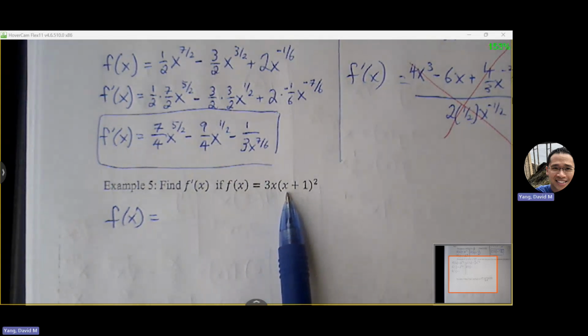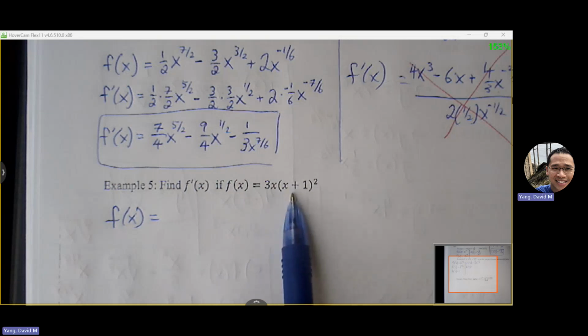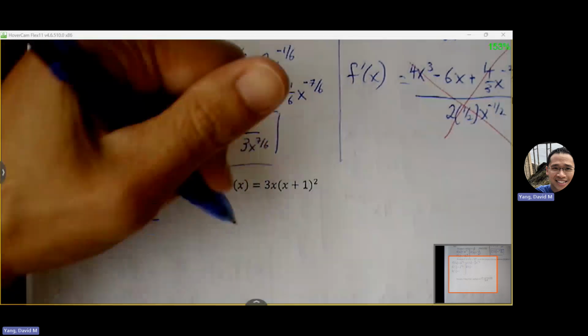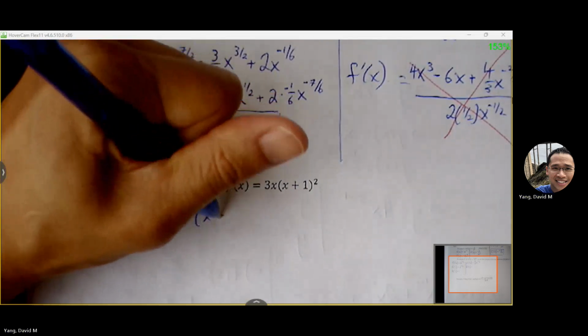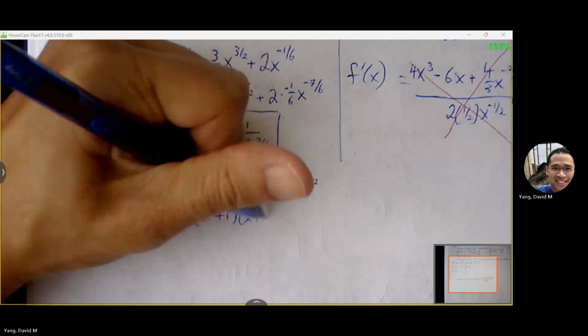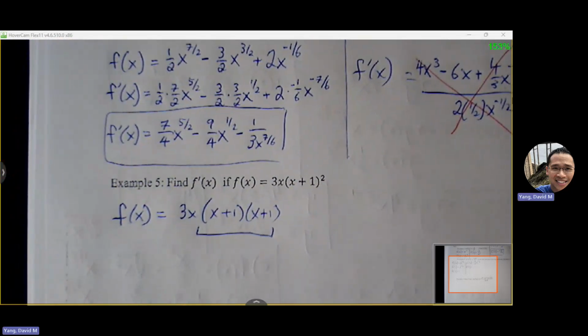Can I distribute the 3x through? Yeah, I've got to FOIL, right? Also, I can't just square the x and the 1 because then I'm missing some parts. So we do want to take care of this piece first, right? That x plus 1, x plus 1. Once we FOIL that out, then we can distribute the 3x through.